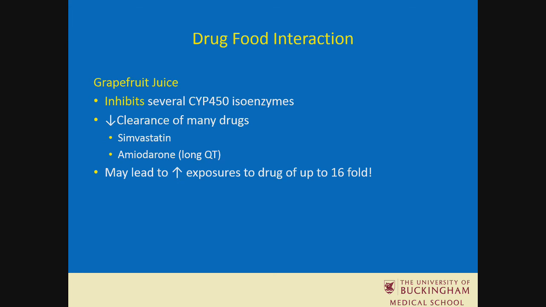So if you're on simvastatin, a statin, and you're a patient that's prone to rhabdomyolysis, which is one of the more severe side effects of statins, a kind of muscle destructing syndrome, then if you're prone to that and you're on simvastatin and you like your grapefruit juice in the morning, you're going to end up with a lot more muscle pain than you expect. That's because you've effectively increased the dose of simvastatin in your blood by inhibiting its ability to be broken down. And amiodarone, same sort of thing.